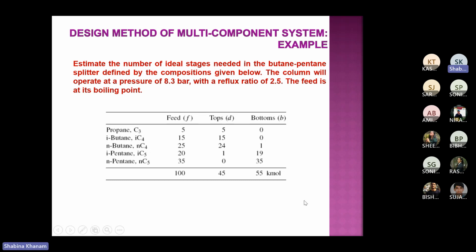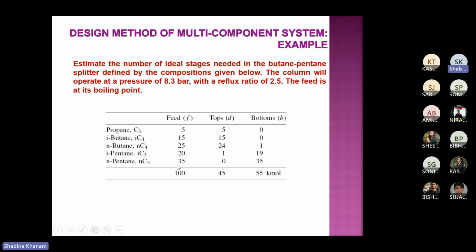How we consider these are the lightest, because we consider that this table is arranged in decreasing volatility, then only it can be said. So we need to arrange all components in decreasing volatility, and then we consider the lightest in top, lightest in bottom. Lightest in bottom is the light key and heaviest in top is the heavy key. So NC4 is the light key.